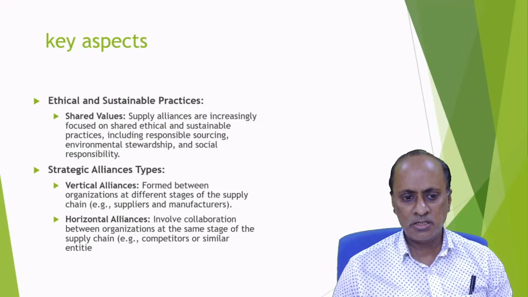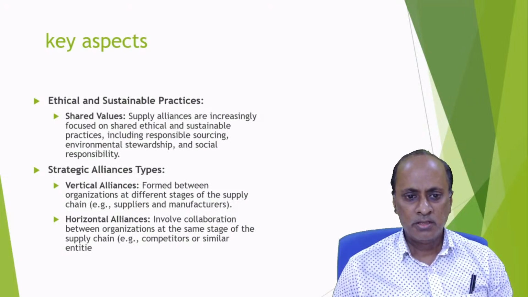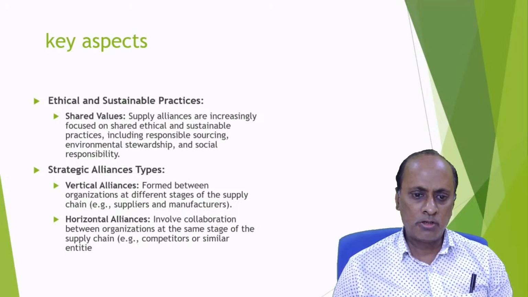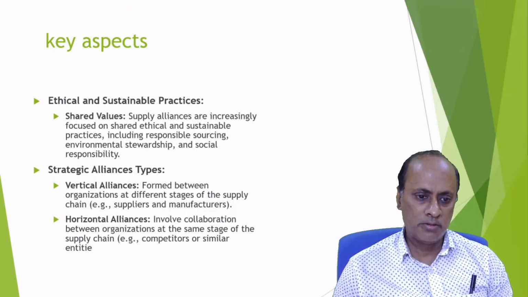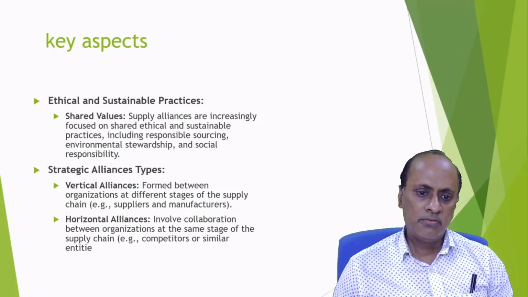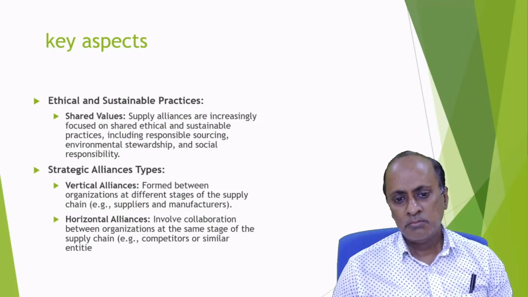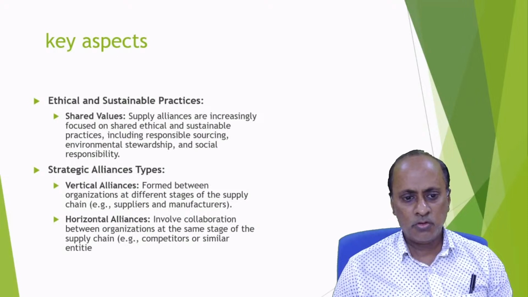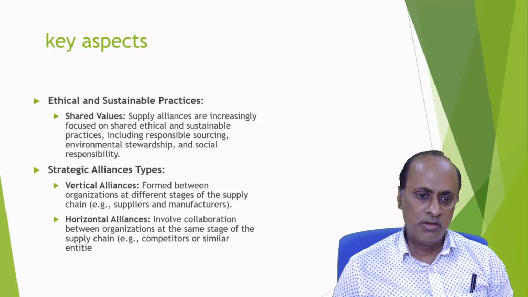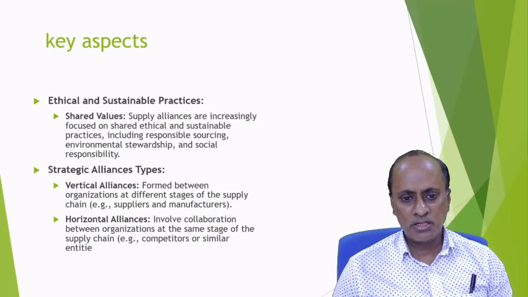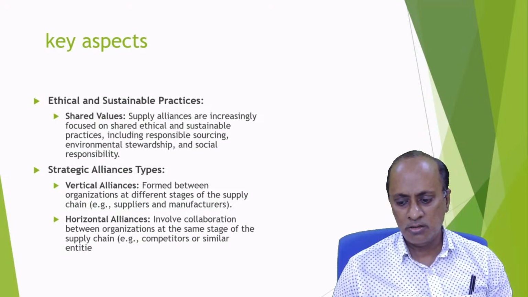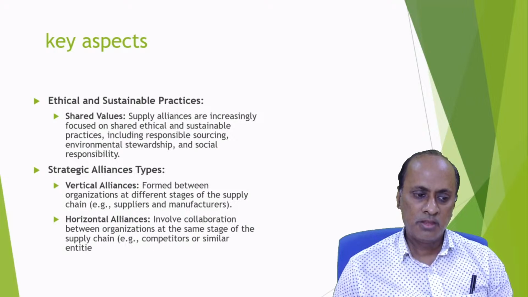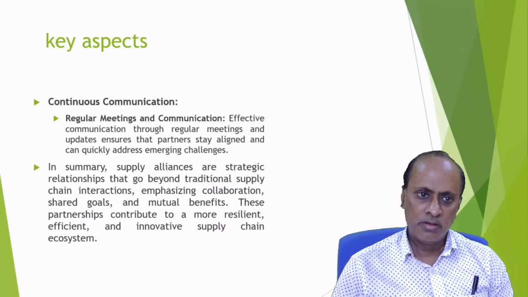the supply chain, the competitors or similar entities. Suppose there is an alliance between Procter and Gamble and Hindustan Lever for sharing of supply chain management. So we call it a horizontal alliance. If the alliance is between suppliers and manufacturers, or between manufacturers and distributors, it is called a vertical alliance because they are at different stages of the supply chain.